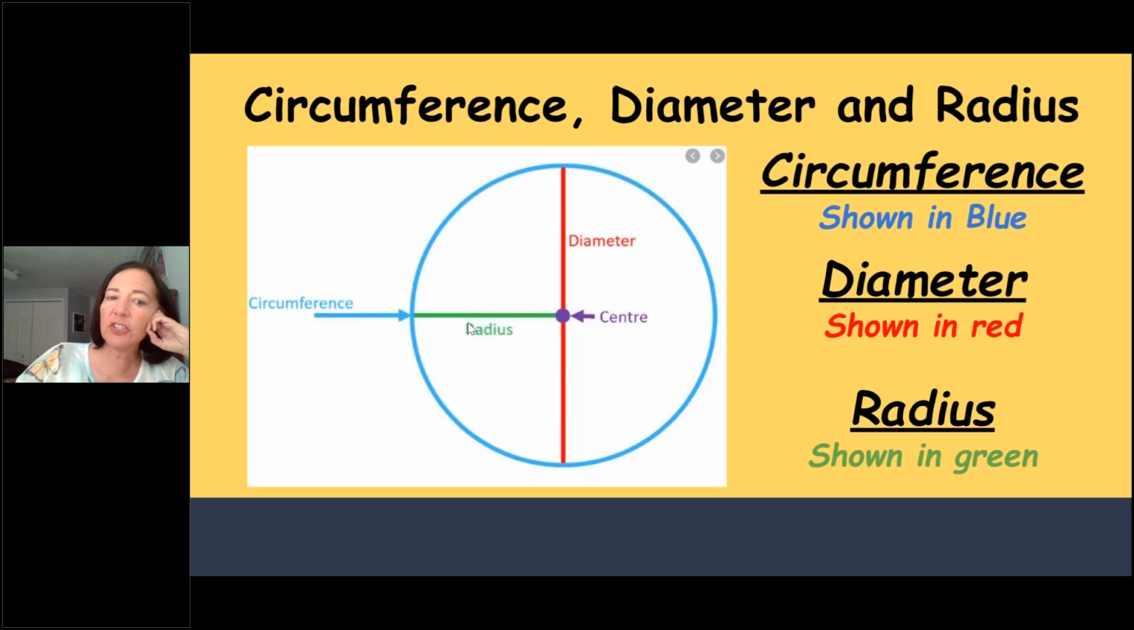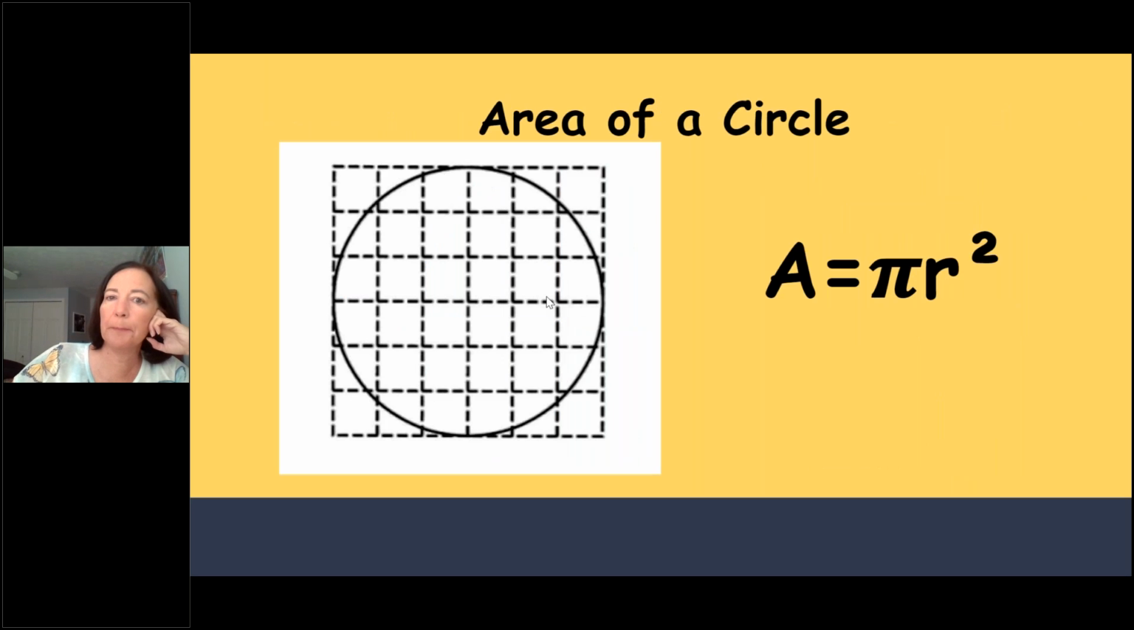So there's a relationship between the radius and the diameter. The radius is always going to be half of the diameter. So just a little bit of background.